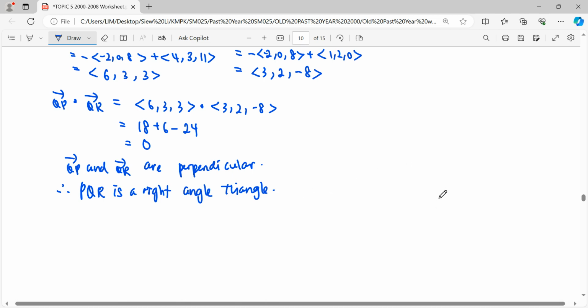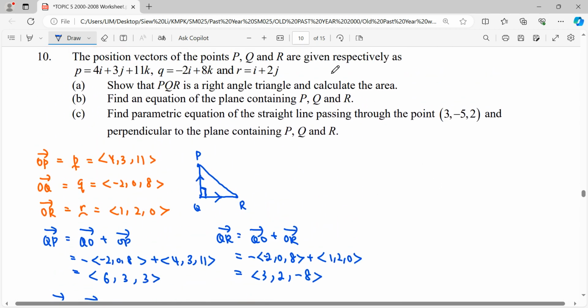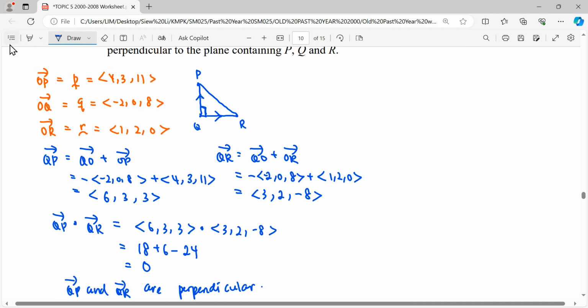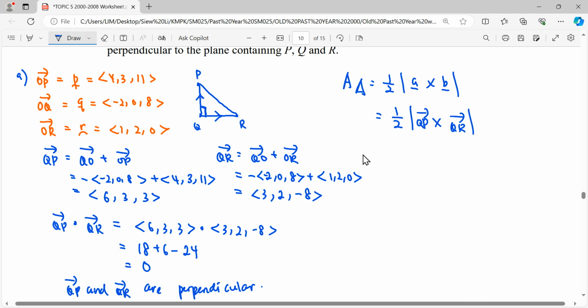Then for the second part, we're going to find the area. To find the area of a triangle, it will be 1 over 2 times the magnitude of vector A cross vector B. So from here we can take vector A as QP and vector B as QR. So we find the cross product of QP with QR.